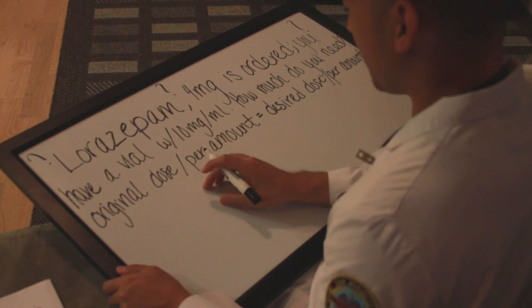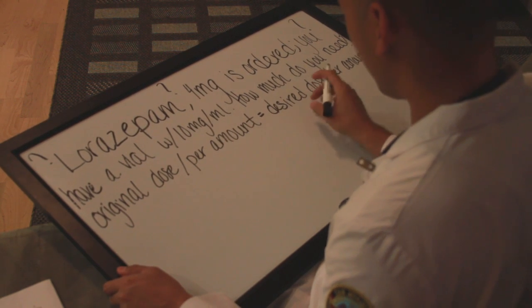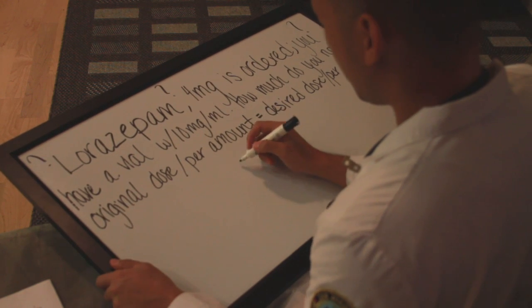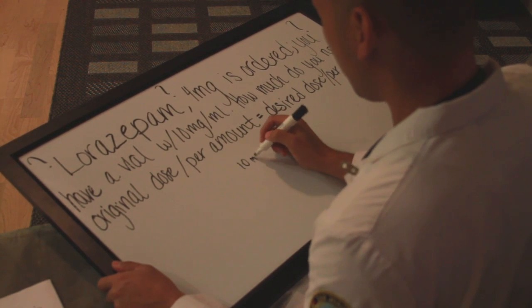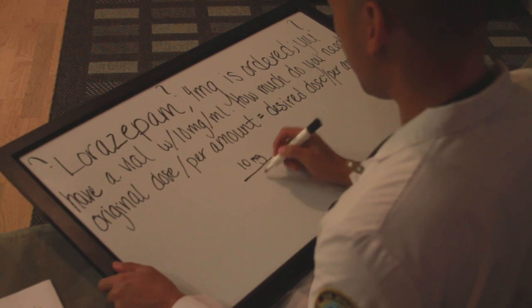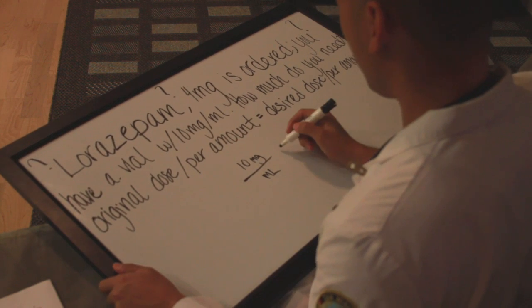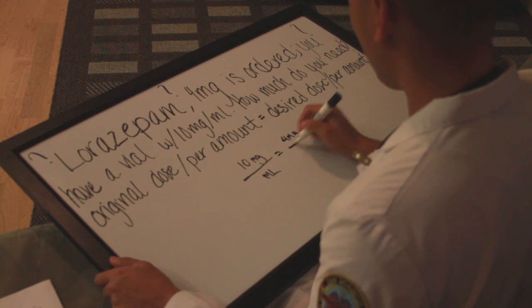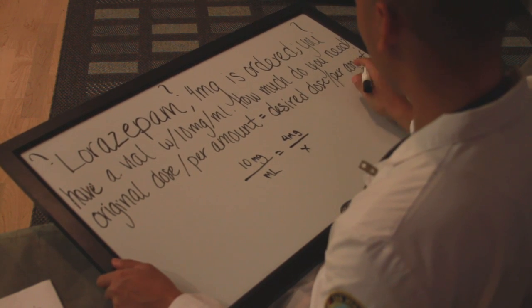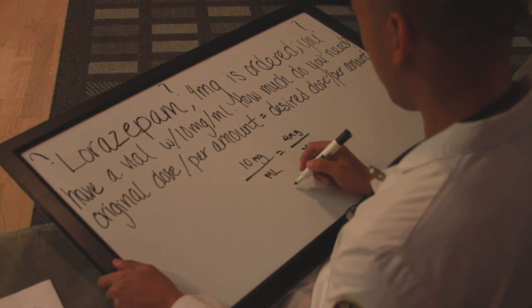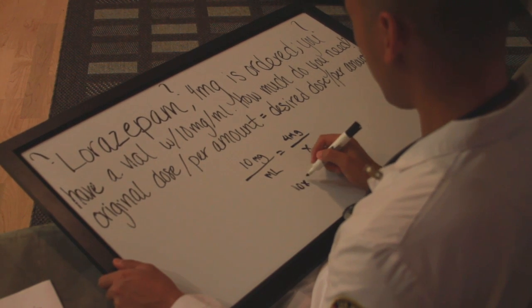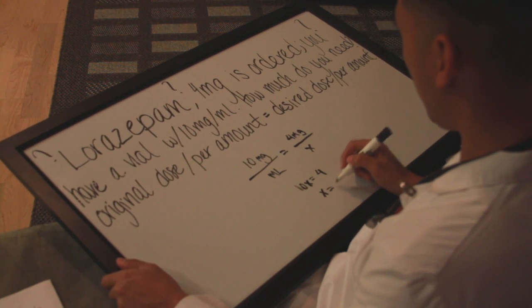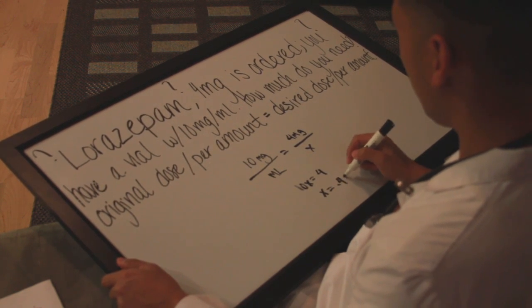So we're just going to use this equation. The original dose over per ml equals the desired dose over per ml. The original dose is 10 milligrams over milliliters, which is the per ml, equals 4 milligrams over x, because we're trying to find the per ml. So we're just going to cross multiply. 10x equals 4, and just work it out. Solve for x equals 0.4 milliliters.